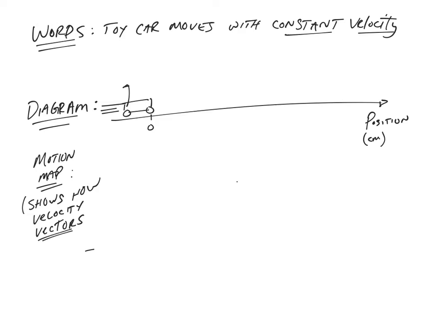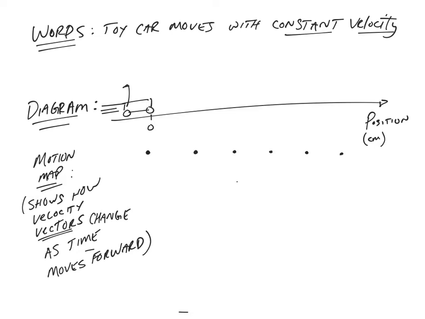Remember that vectors show two things. They show a direction and a magnitude. So motion maps show how velocity vectors change as time moves forward, or as time changes. So here's my motion map. I'm going to draw a dot showing where the car is at 0 seconds. So this dot represents where the car was at 0 seconds. And then the next dot is 1 second, 2 seconds, 3 seconds, 4 seconds, and maybe I'll draw one more dot, 5 seconds.